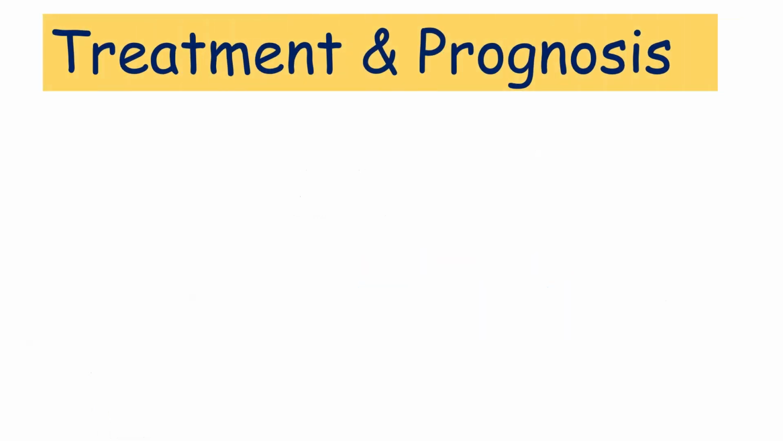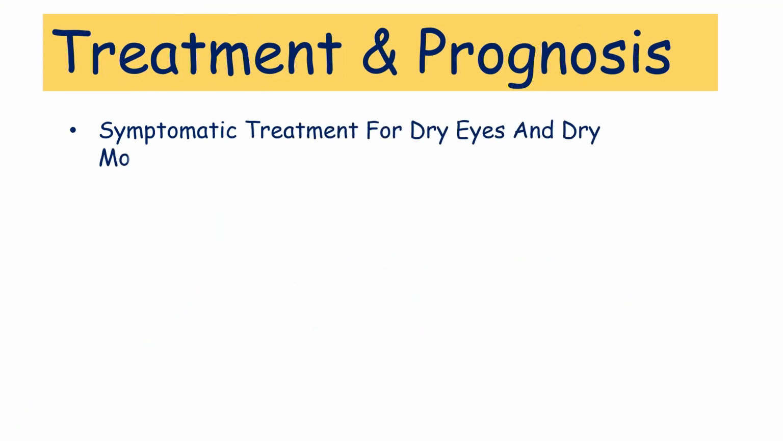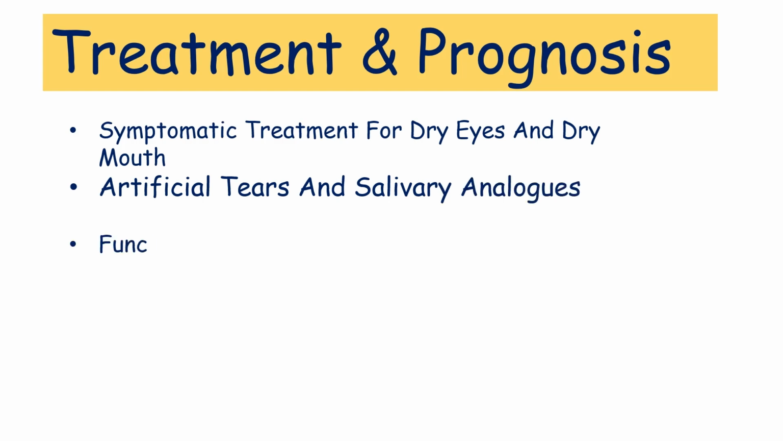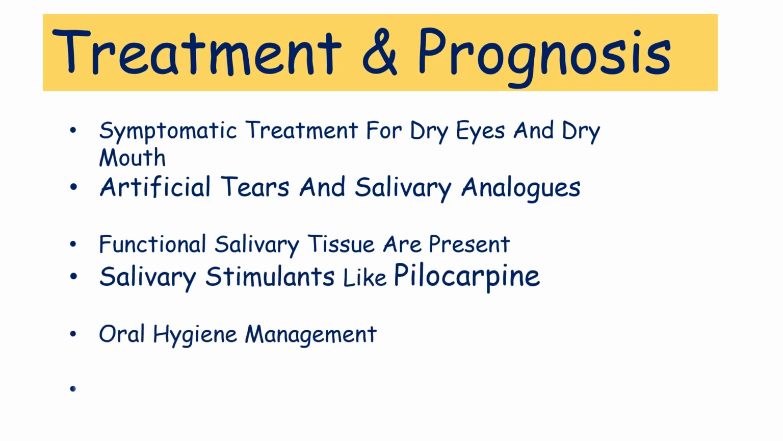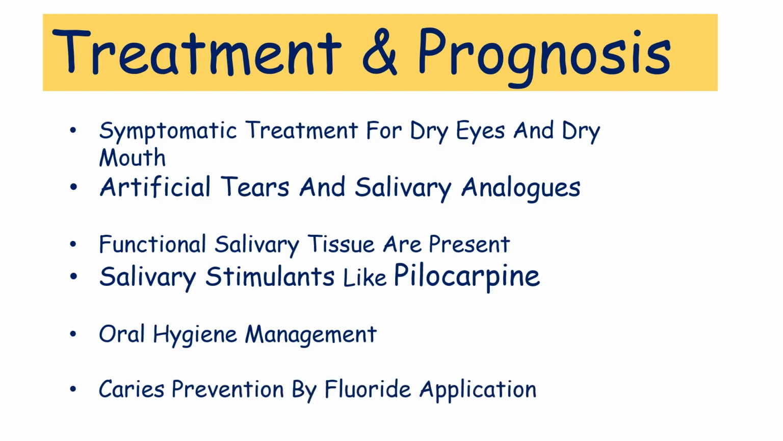While treatment of Sjogren syndrome is mainly symptomatic, for symptomatic relief of dry eyes and dry mouth, artificial tears and salivary analogues are used. If any functional salivary tissue is present, salivary stimulants like pilocarpine may be helpful. Oral hygiene management and caries prevention by fluoride application is quite necessary.